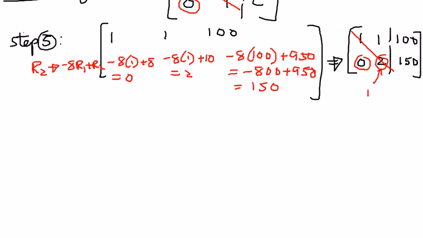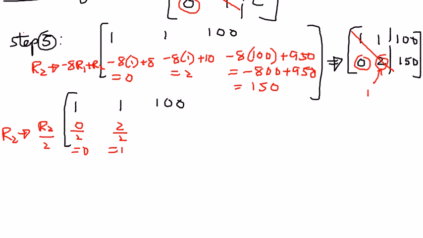So now we're going to perform the row operations again. 1, 1, 100, that is the first row, there is no change in there. In the second row, the new row is going to be equal to the existing row divided by 2. We're going to divide by 2 throughout. 0 divided by 2 is 0. 2 divided by 2 is 1. And 150 divided by 2 is 75.